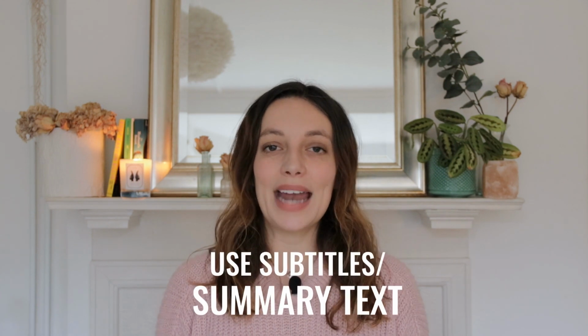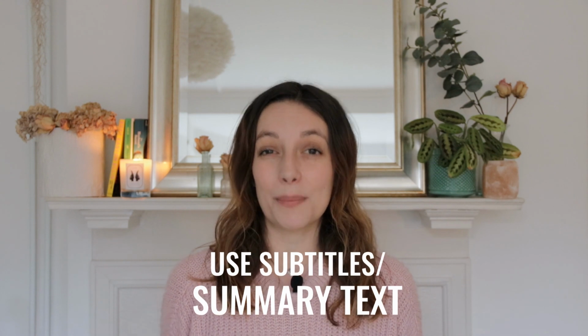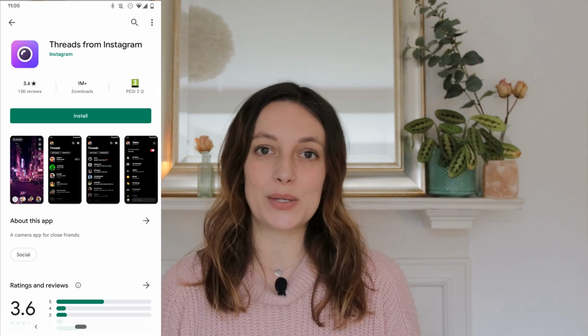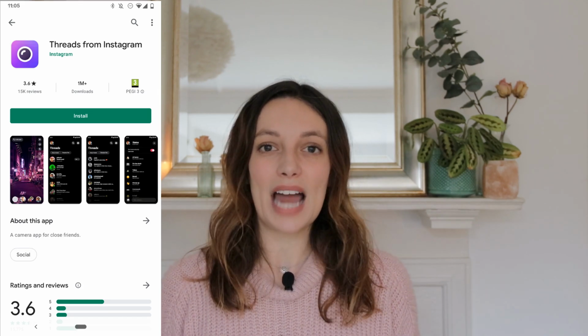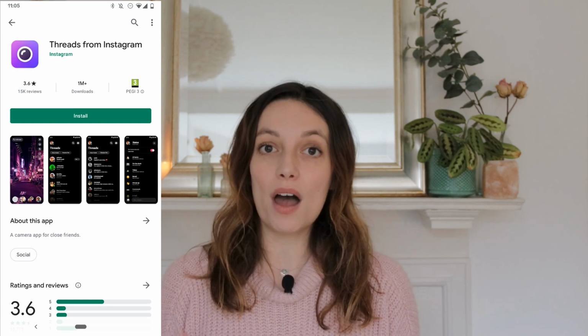So tip number one is super simple. Make sure that any stories you are uploading where you are speaking face to camera are subtitled. Now, if you do want to use an app that subtitles your stories, then you can download the app Threads by Instagram. This is a recent app which will actually subtitle what you're saying on stories word for word.